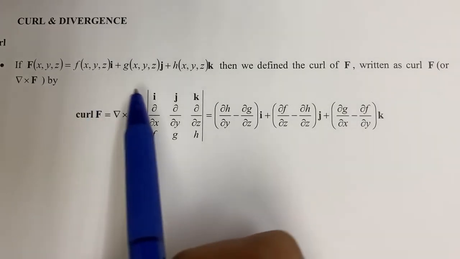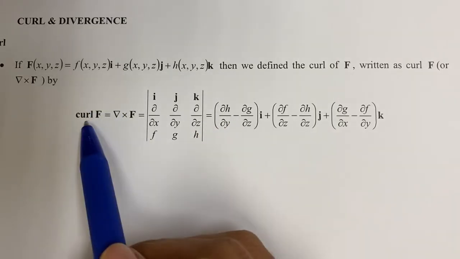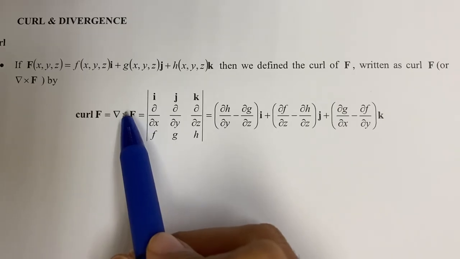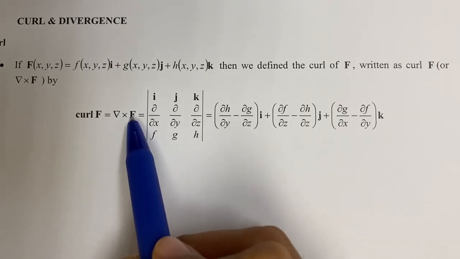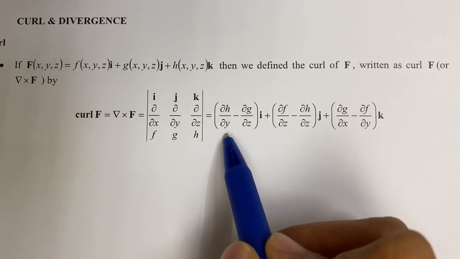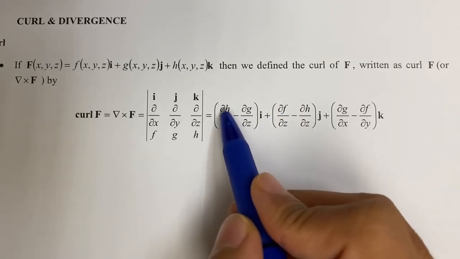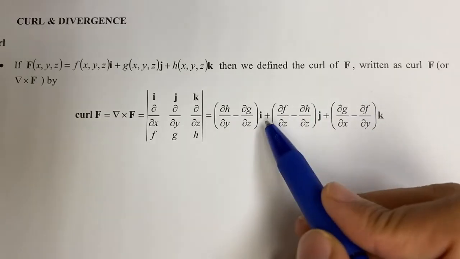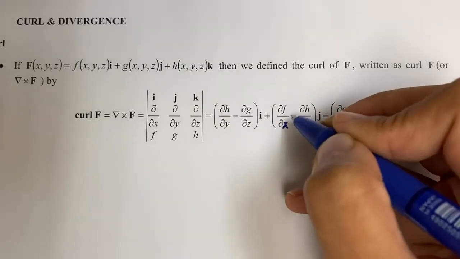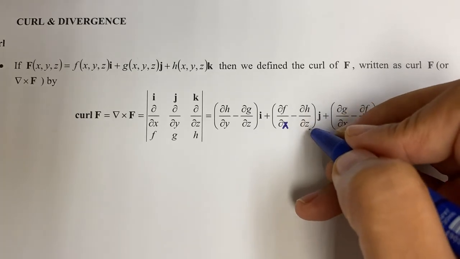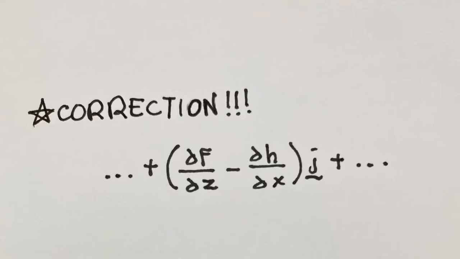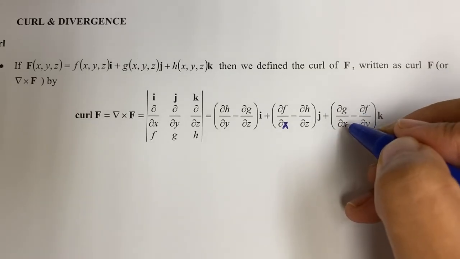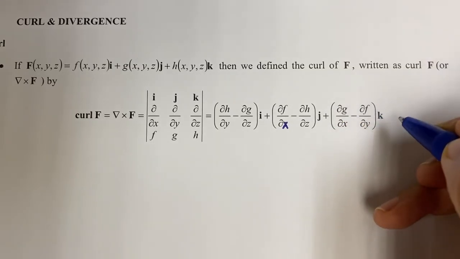Okay, curl f. You need to use the cross product of nabla with f. In short, you have to solve for dh/dy minus dg/dz i, plus df/dz minus dh/dx j, plus dg/dx minus df/dy k.